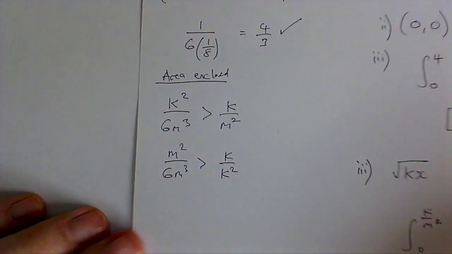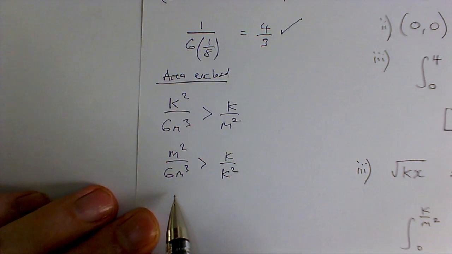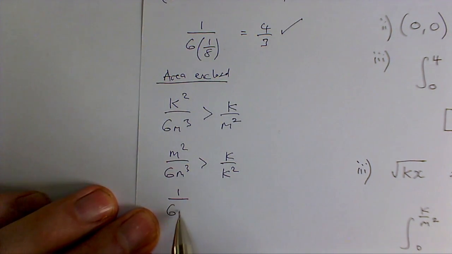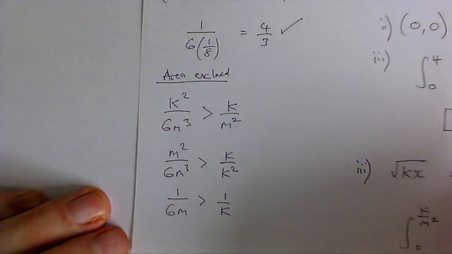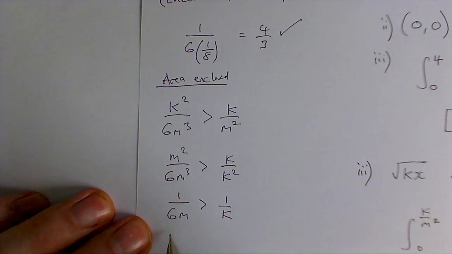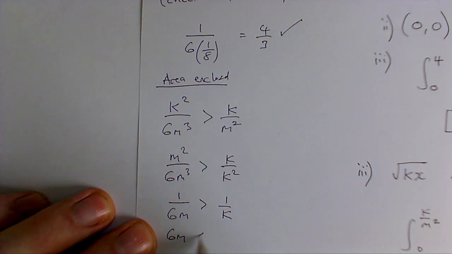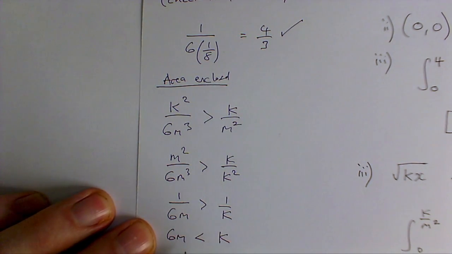And now if I just tidy this up a little, I get 1 over 6m is going to be greater than 1 over k, and of course if I flip those two fractions now, then I do have to think about what happens to my inequality sign. I believe the answer is that k has to be greater than 6m.